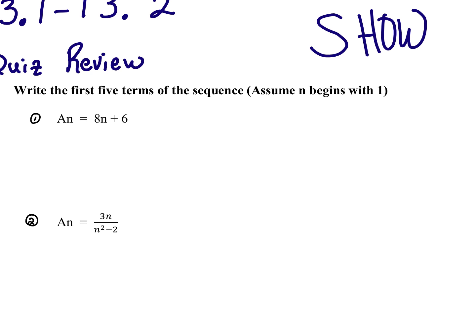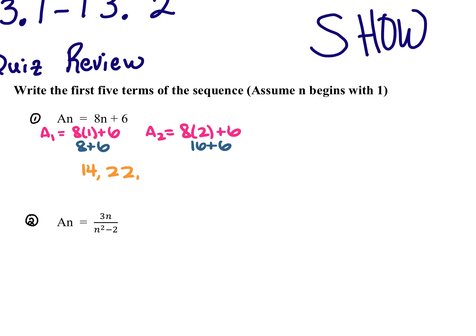So to find your first term, you're going to have 8 times 1 plus 6. That's going to give you 8 plus 6, which is 14. For your second term, a sub 2, you're going to have 8 times 2 plus 6. So that's going to give you 16 plus 6, which is 22. For your third term, a sub 3, you're going to have 8 times 3 plus 6. That's going to give you 24 plus 6, which is 30.